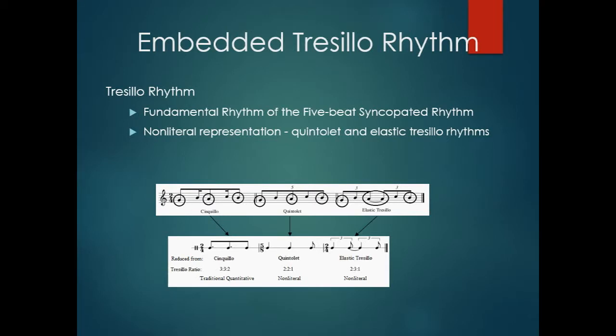So this is what I call a quantitative rhythm, commonly used, where the rhythm is meant to be counted directly, whereas the cantillet and the elastic tercio rhythms do not have a literal representation and are meant to be fluctuated. So I was able to find a few examples of a 2-2-1 tercio rhythm, but I was not able to find any examples of the 2-3-1 tercio from elastic tercio.